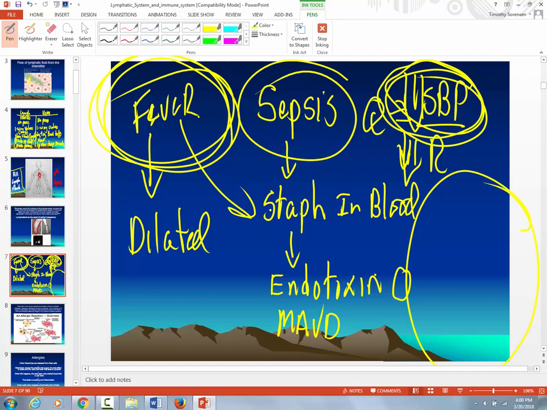Endotoxin. So these people, they will get worse before they get better. And you need to know that. And when you take microbiology, you learn all about it.